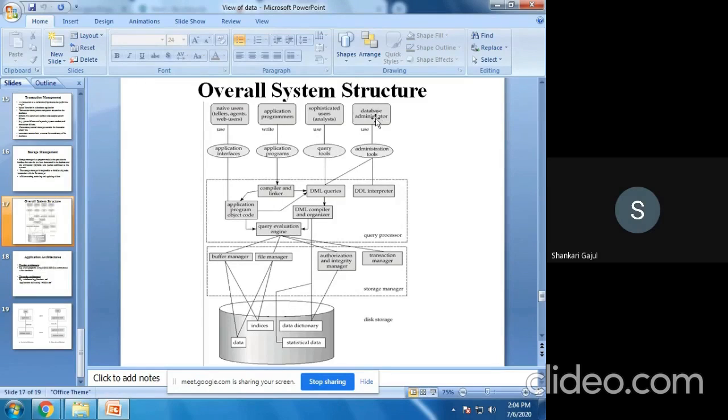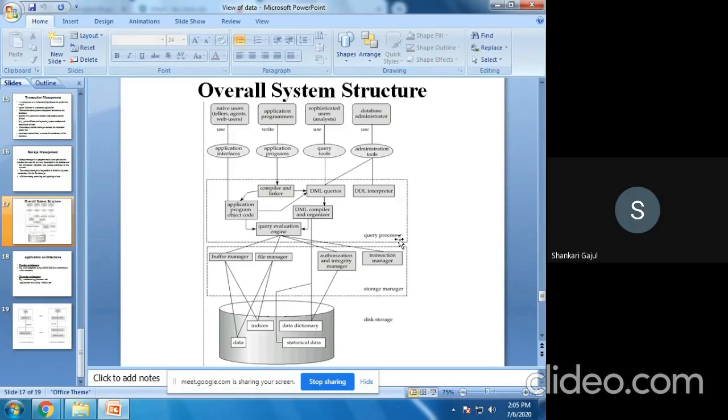And what about the database administrator? The database administrator, the DBA, is the person who controls the central database system. How much memory is required, how data is stored, what kind of management is required related to the memory, all kinds of jobs have to be done by the database administrator. For doing so, the database administrator requires some kind of tools. So what are those tools? Those tools will be required in the query processor.